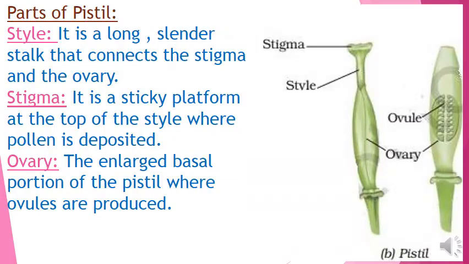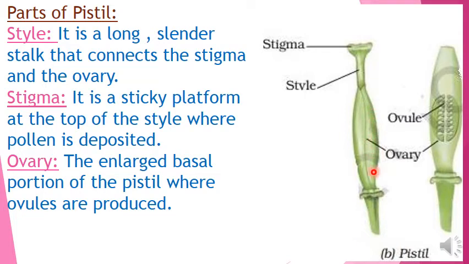Let's see the female reproductive part, that is the pistil. The pistil consists of four different parts. The first one is stigma, then style, ovary and ovule. Okay. Stigma is the uppermost sticky platform at the top of the style where pollen is deposited. Okay. The stigma is flat in nature. It is continuously connected with the style.